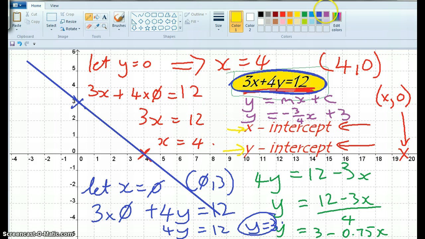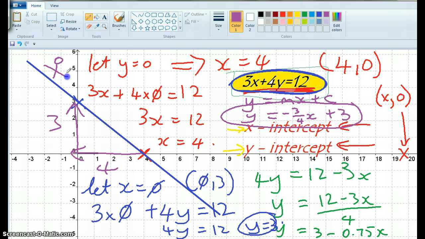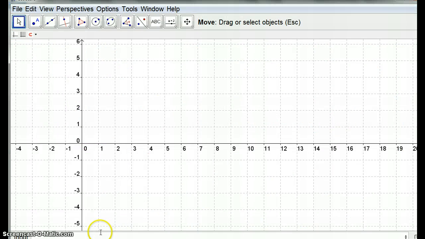Now if we look at this, can you see that I could go 4 this way and 3 that way? So that gradient is actually negative 3/4 because the little skiing man would be going downhill. Okay, the plus 3 gives me the y-intercept of the 3. So there's 2 ways of doing it. Hands up who'd like another one like that. Yeah? Okay.